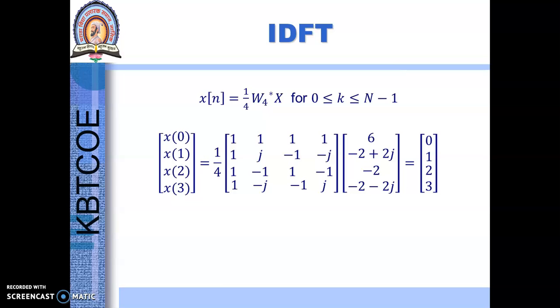So it is a complex conjugate of the twiddle factor matrix that we have previously considered. The left hand side is my time domain sequence, and the right hand side is 1 by 4 times the twiddle factor matrix complex conjugate, multiplied with the sequence, that is the DFT we have obtained. If you solve the computation, we have the original signal back, that is x of n for n equal to 0, 1, 2, 3.